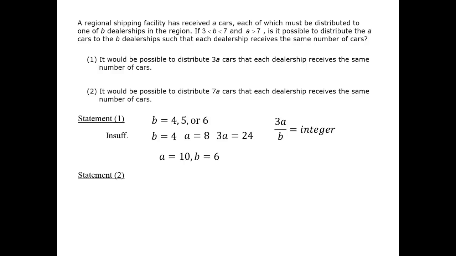Statement 2 is similar. It says that 7A over B is an integer. This time we draw a different conclusion. Since B must be 4, 5, or 6, and none of those numbers goes into 7, B must go into A. That means each of the 7 dealerships can receive an equal share of A cars. And the answer to the question is definitively yes. Statement 2, therefore, is sufficient. The correct answer is B.